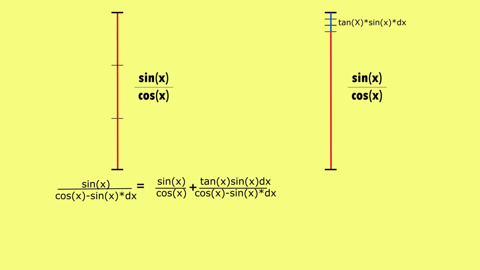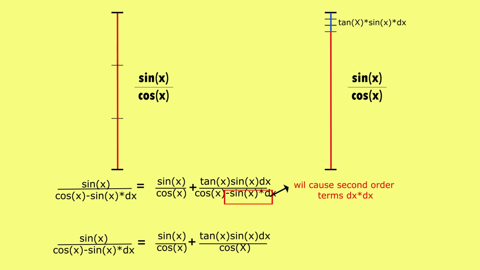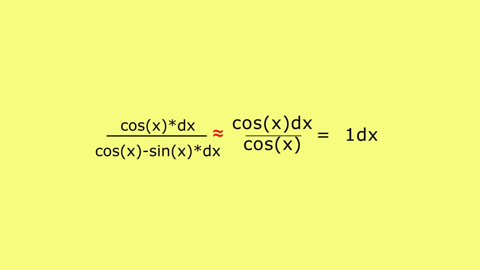Using cosine x minus sine x times dx as the denominator introduces second-order terms in dx, which are negligible for small changes. So, we approximate the denominator as cosine x, resulting in a change in the tangent function due to the first term of tan squared x alongside the original tangent x value. In the second term, we observe first-order changes in both the numerator and denominator, leading to second-order changes, dx squared, which we want to avoid. By neglecting the minus sine x times dx term, we get a simplified value of 1 dx.